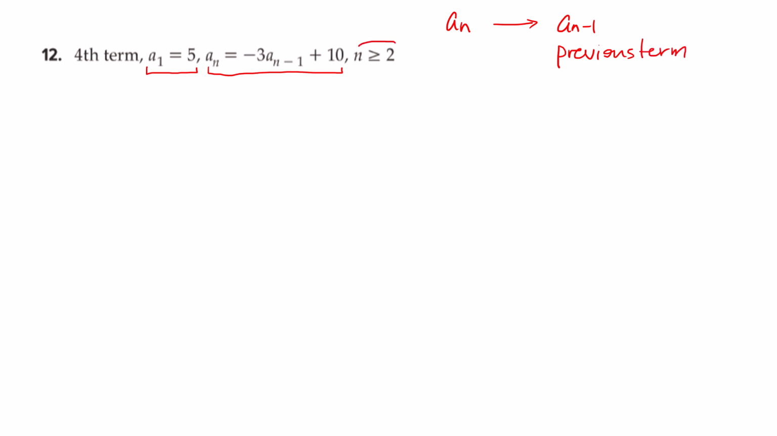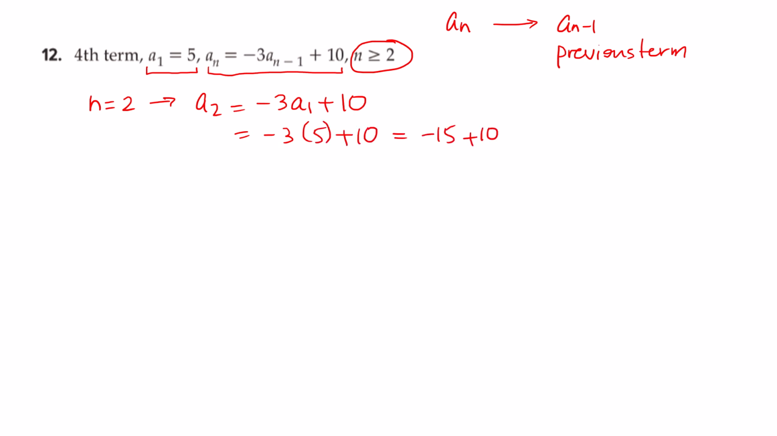Also, there is a condition, n has to be greater than or equal to 2, so you can start applying this formula from n equal to 2 only, not before that. Anyways, a1 is separate, so if I put n as 2 in this formula, we get a2 as minus 3 times the previous term a1, plus 10. Now a1 is given to you, 5. Put that value, solve, simplify, and this comes out to be minus 5. So we have got our a2.